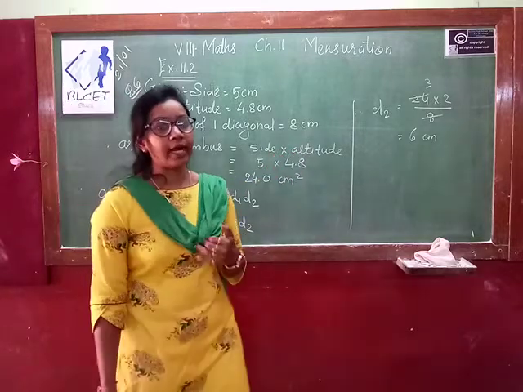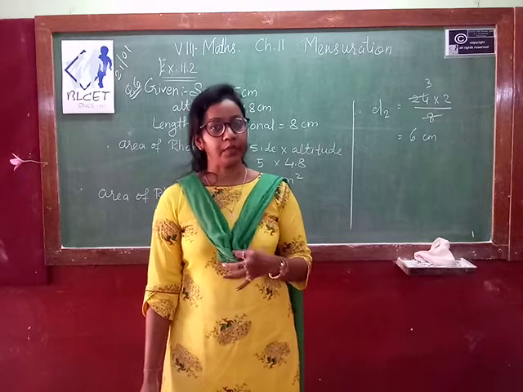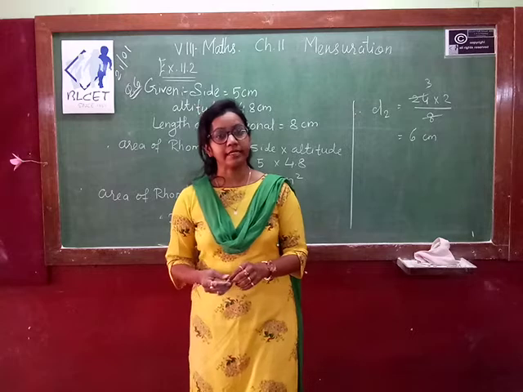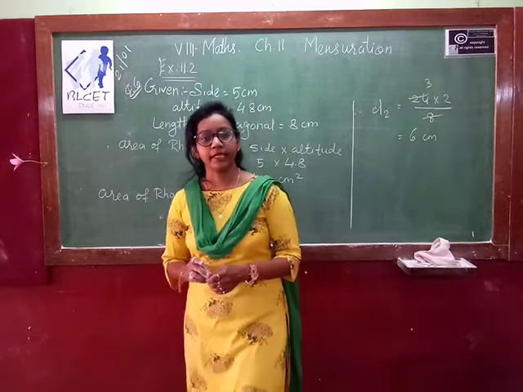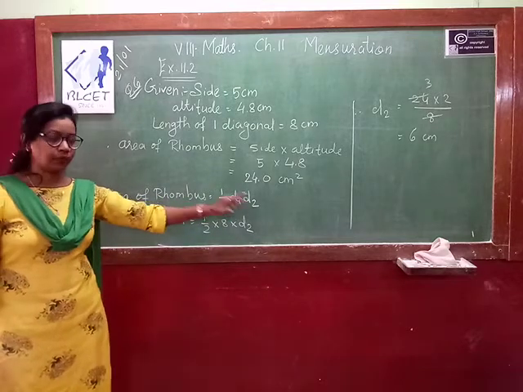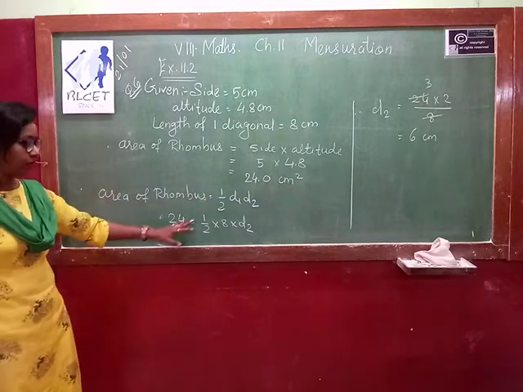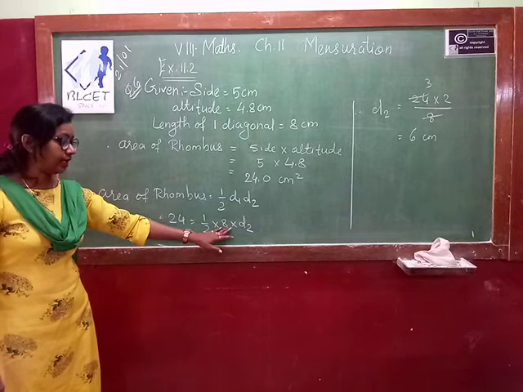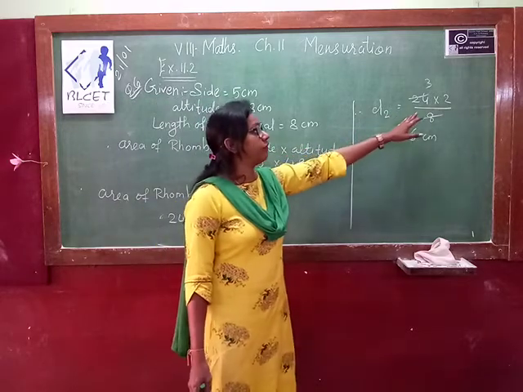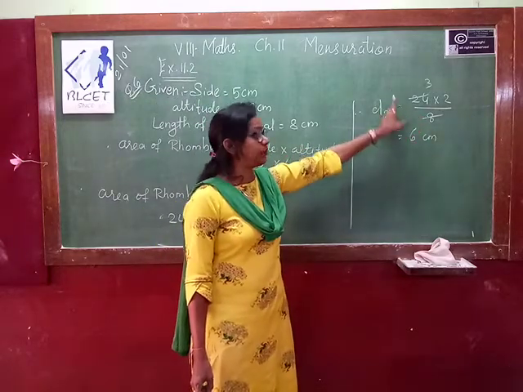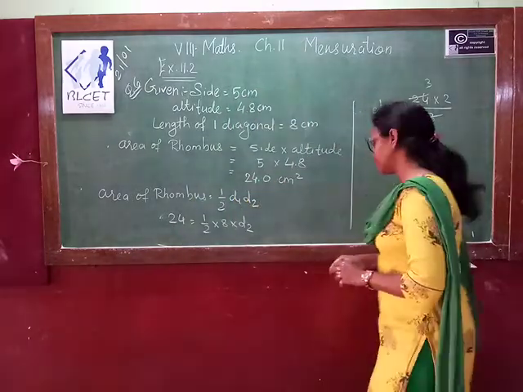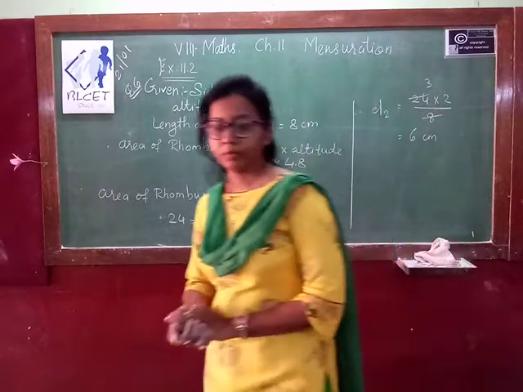But we know the formula to find the area of rhombus is what? 1/2 d1 into d2. Why? Because here one diagonal is given, that is 8 cm, and we want to find the other diagonal. So we now use the formula that area of rhombus is equal to half d1 into d2. So area 24 is equal to half into one diagonal 8 cm into d2. So therefore d2 is equal to what? 24 into 2 divided by 8. When you do the cancellation, you will get the answer 6 cm. So the length of the other diagonal is 6 cm. So this way we can solve question number 6. Move on to the next question.